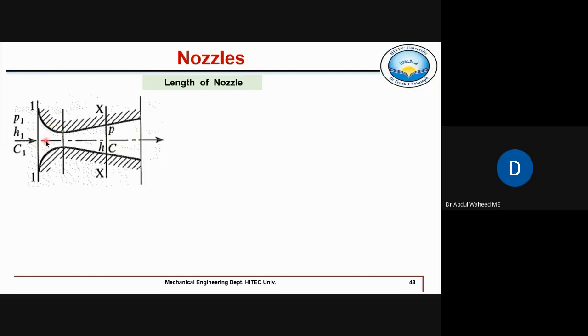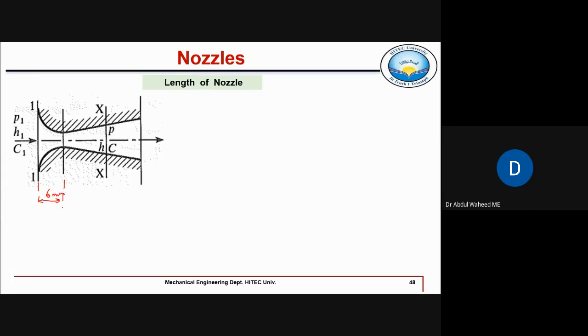The length of this convergent portion, from this point till this point, should be as small as possible to reduce the surface friction, right? And normally the length of the nozzle in the convergent section could be as small as only 6 millimeter.